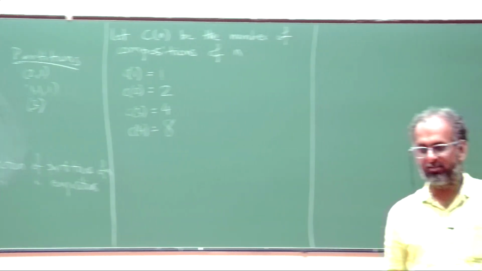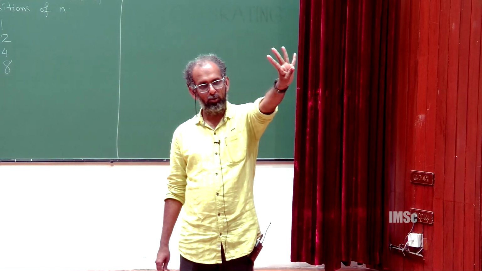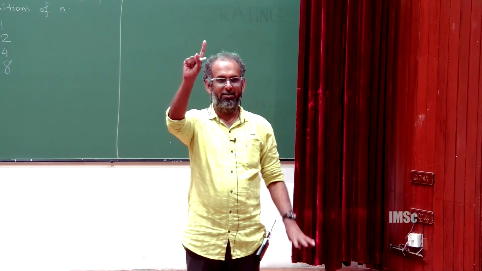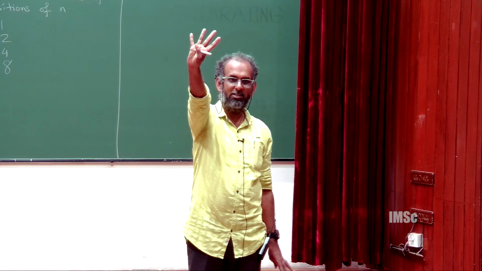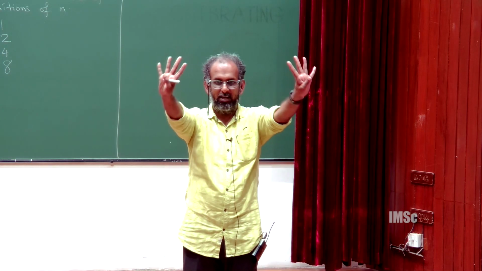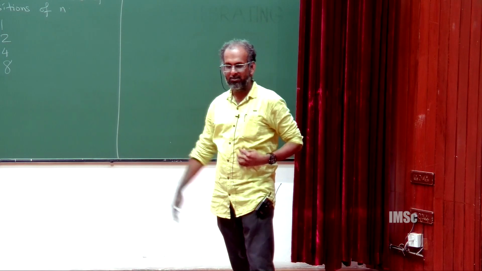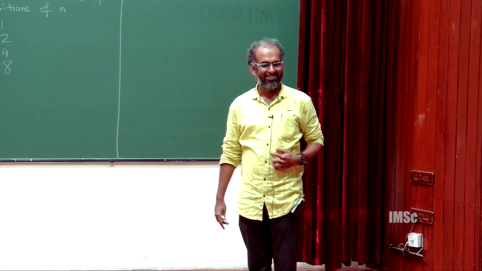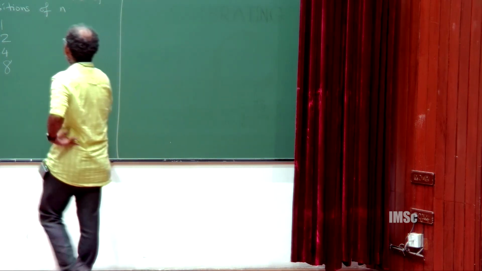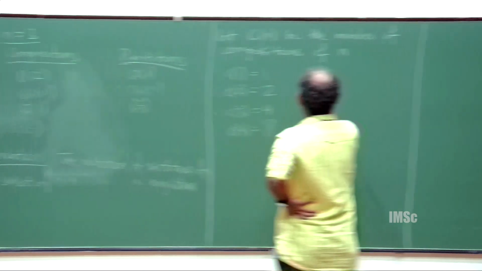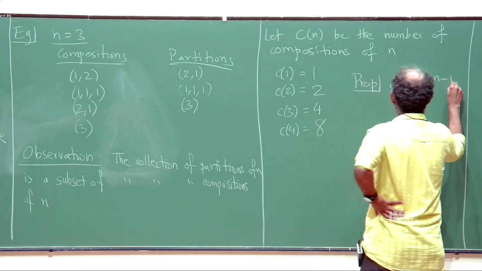Shall I repeat? 4, 3, 1, 1, 3, 2, 2. 2, 1, 1, 1, 2, 1, 1, 1, 2, and all ones. Agree? 8. Okay? Now do you see a pattern? 2 power n minus 1. So proposition: C of n is 2 power n minus 1.